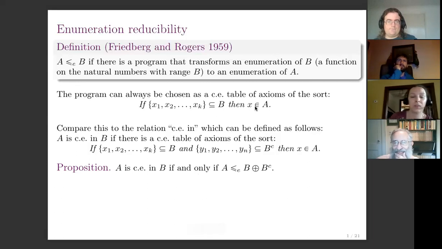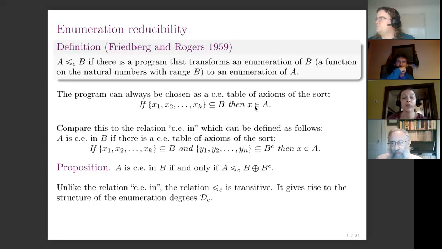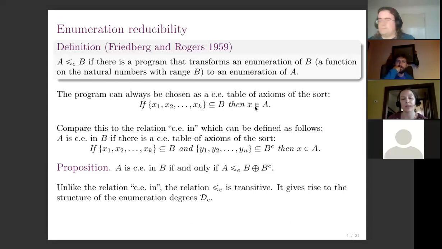So the relationship between these definitions that is apparent just from the form of their definitions is stated in this proposition. A is CE in B if and only if A is enumeration reducible to B joined with the complement of B. And in contrast to the relation CE in, the relation enumeration reducibility is actually transitive. So that's one advantage of asking for the same kind of information, positive on both sides, from the oracle and the reduced set. The relation is now transitive, so in a natural way we can associate to it a degree structure. This is the structure of the enumeration degrees.